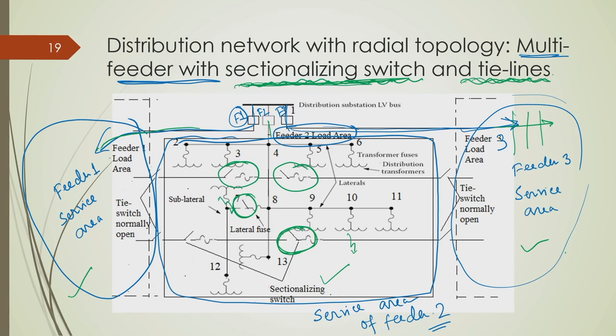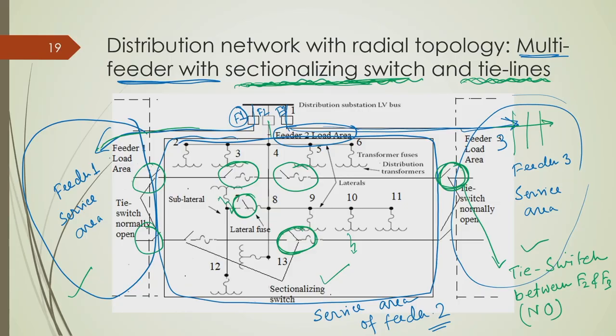Similarly, these tie lines basically provide a tie from one feeder to another feeder. So, this tie line is making a tie of feeder 2 to feeder 3. So, this is a tie line or tie switch between this F 2 and F 3. Similarly, these two are the tie switches between F 1 and F 2. They are normally off switches, they are normally open switches, NO switches. And when they are normally open, both the feeders are operated in radial. If you close them, then the radiality will be lost.